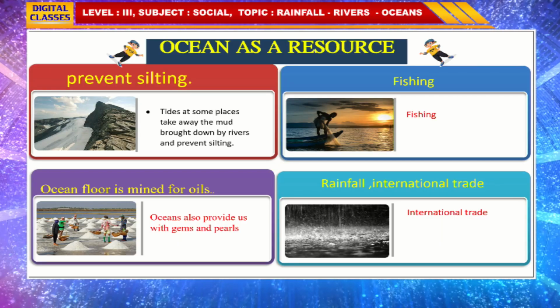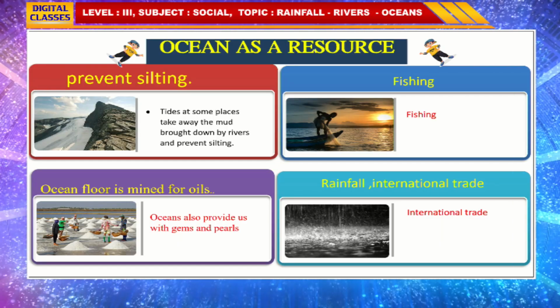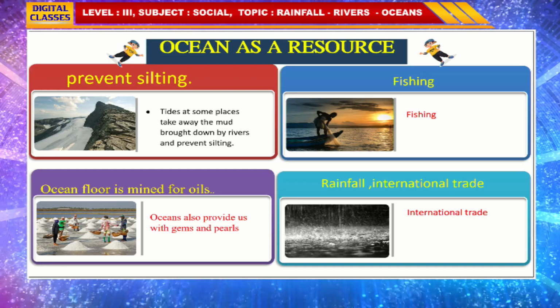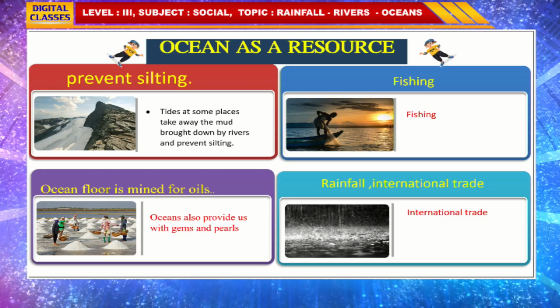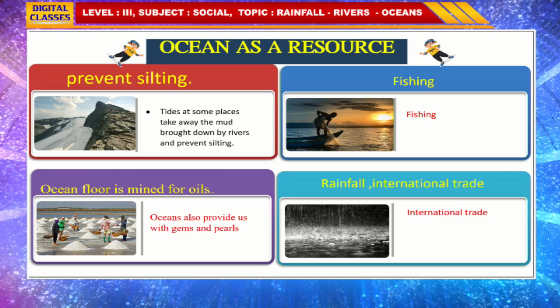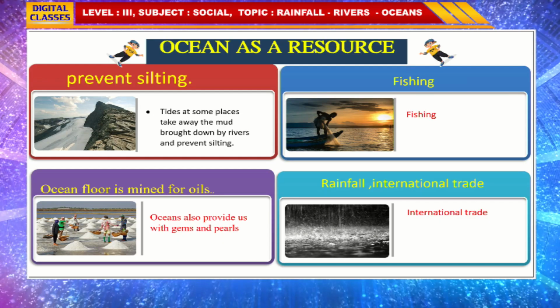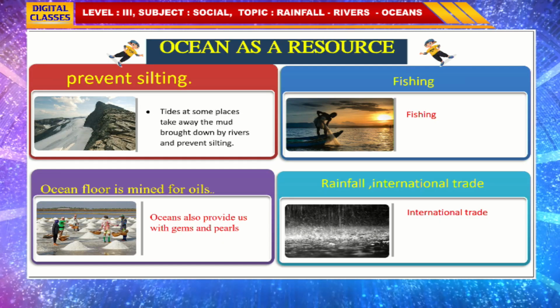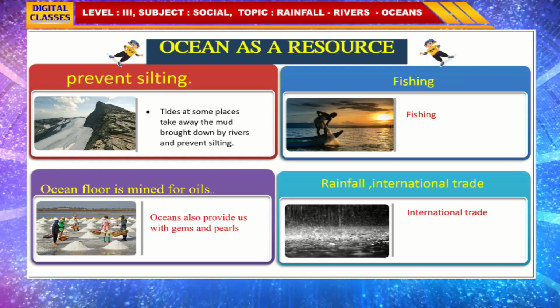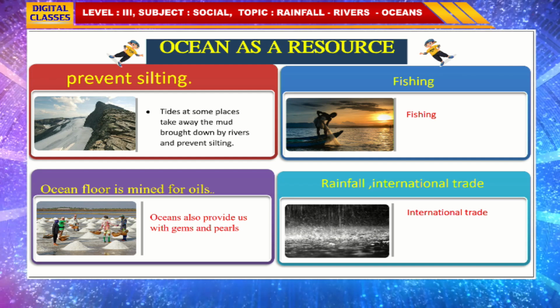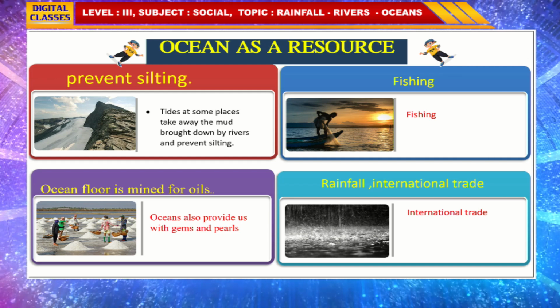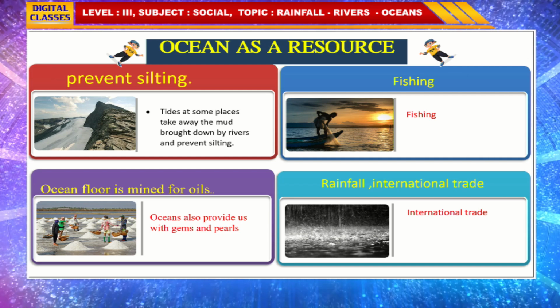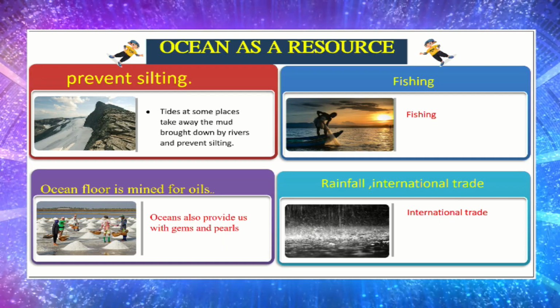Humans extract minerals like fluorine and iodine from it. Ocean waves are useful for generating power, and the ocean floor is mined for oils. Oceans also provide us with gems and pearls. For centuries, we have created our civilization on its shores and traded with each other, traveling on them.